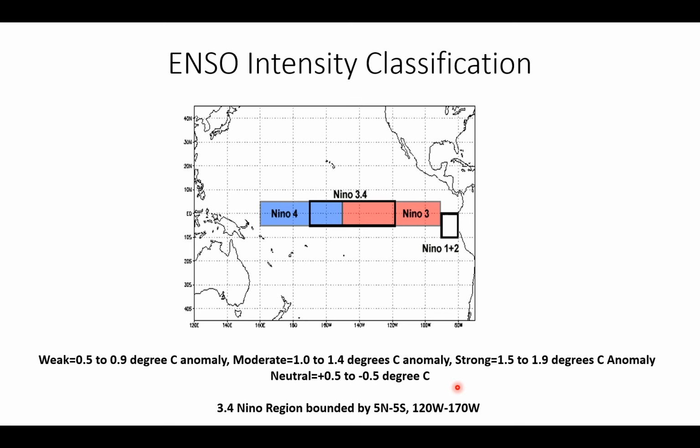Now, keep in mind, you can get a case where you get a very strong situation where your water temperature anomalies are in excess of 1.9 degrees Celsius above or below normal. So that would be considered a very strong classification for El Nino or La Nina.